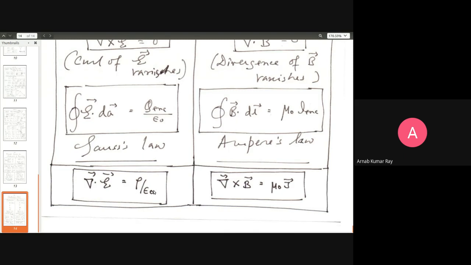And this is the differential form. Divergence of E is equal to rho by epsilon naught, and curl of B is equal to mu naught into J. As you can see, divergence is replaced by curl, E is replaced by B, epsilon naught is replaced by 1 upon mu naught, whatever way you'd like, and rho, charge density, is replaced by cross-sectional current density.